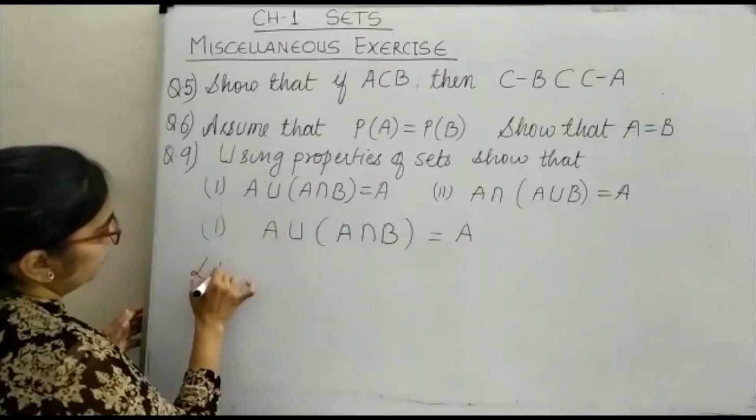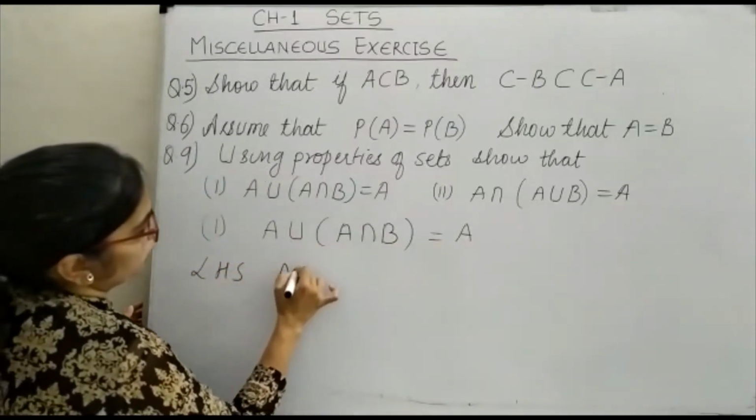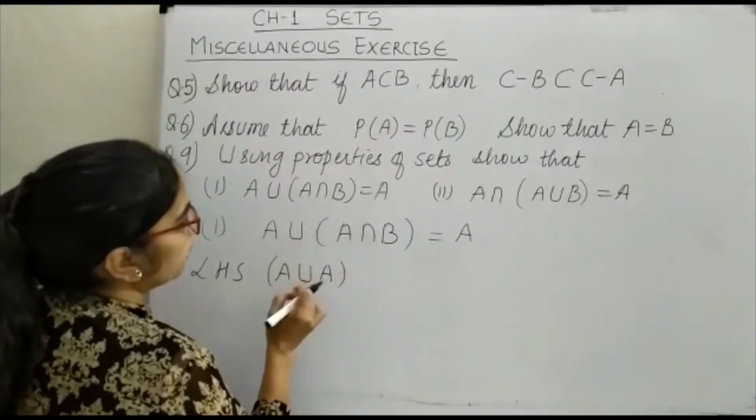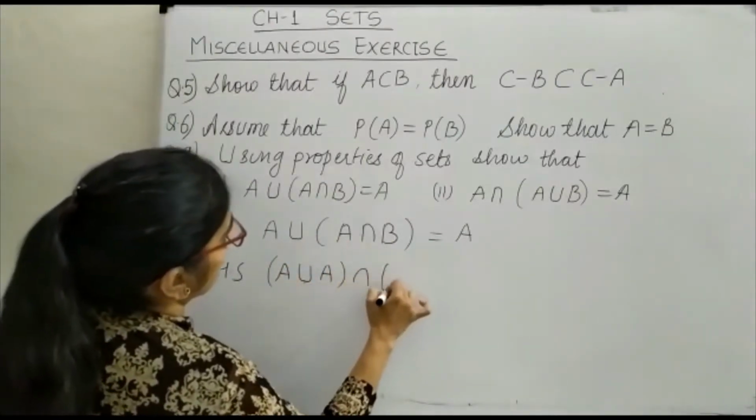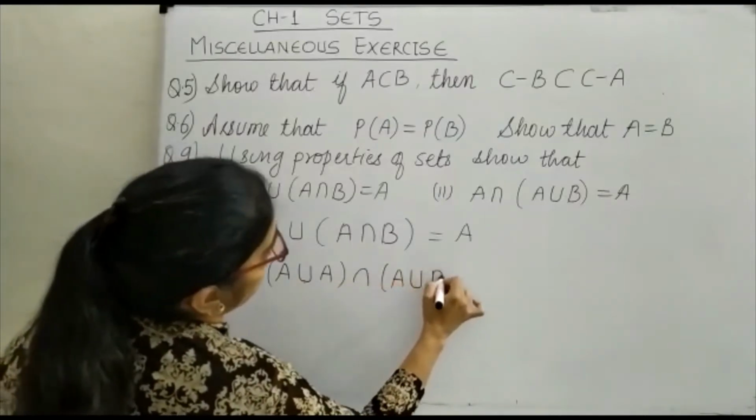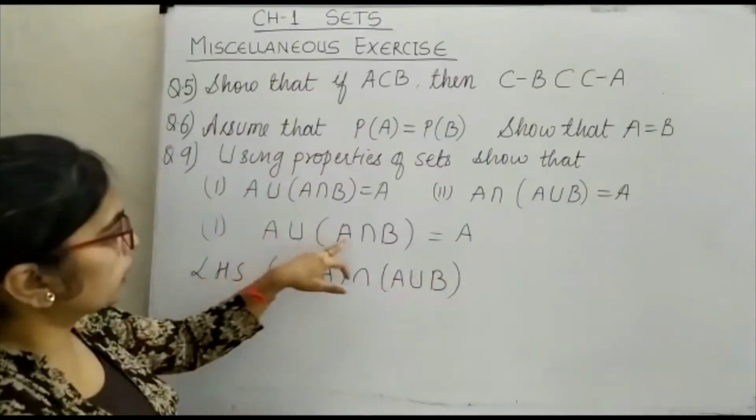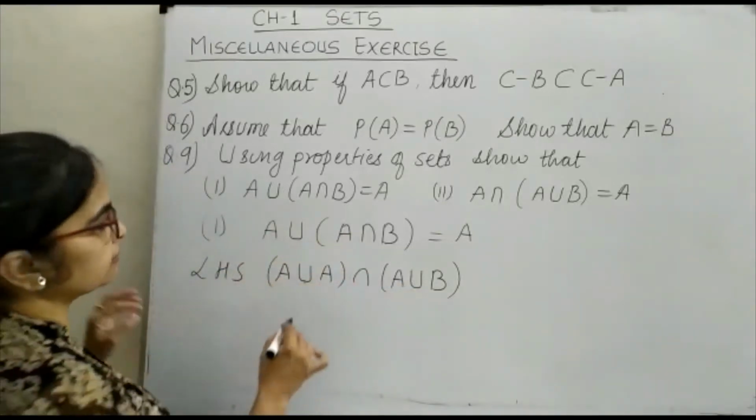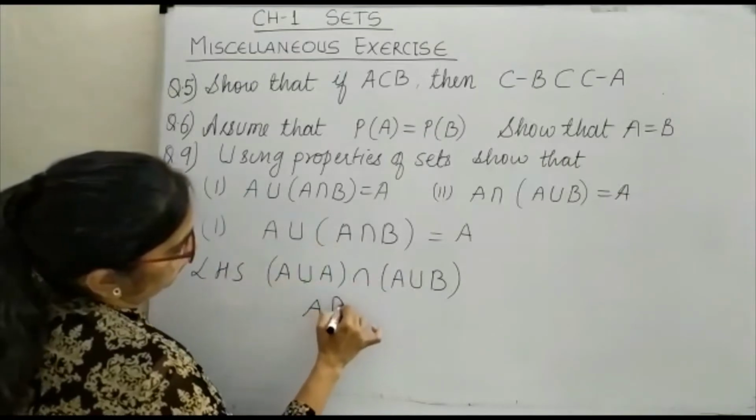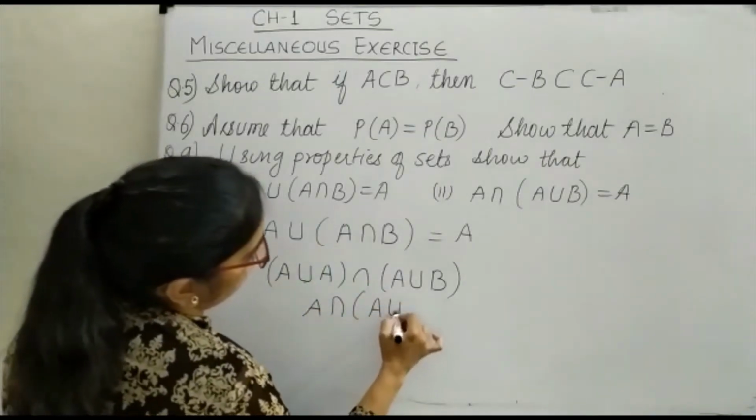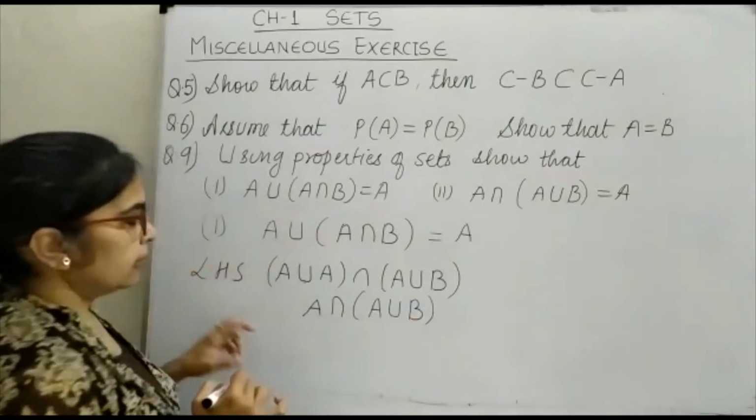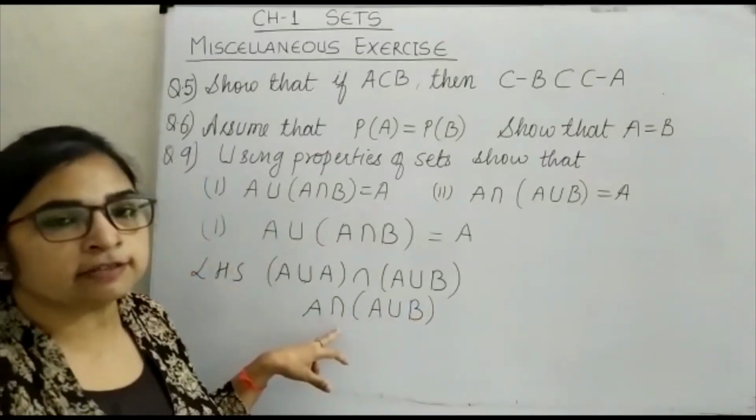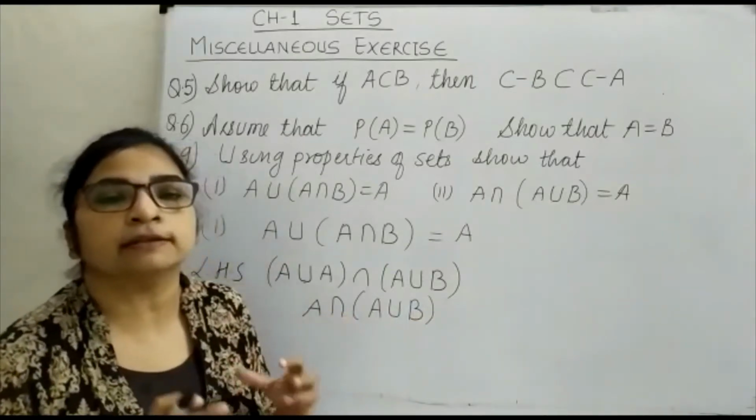We are starting from the left hand side. So A union (A intersection B): union is distributive over intersection, so (A union A) intersection (A union B), right? We know that A union A is A, so A intersection (A union B). Now you can see that A is a set, A union B is another set. In between we are having intersection. Whenever you take an intersection, we get the minimum one.